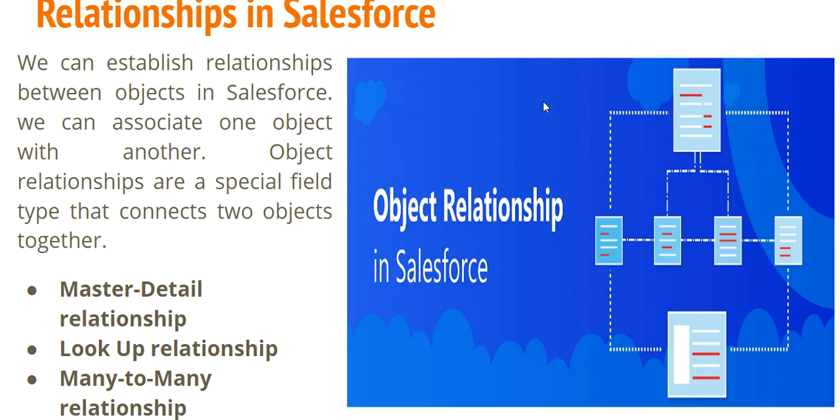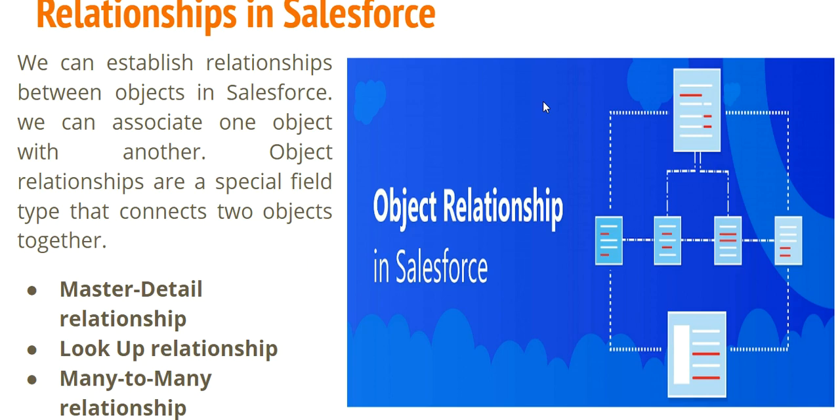So before we discuss the master detail relationship, let's understand more about the object relationship. Object relationships are a special field type that connect two objects together. Relationship is also a field type from where we can create a relationship. So we have lookup type field, master detail type field, external type field, and from there we can create the relationship.